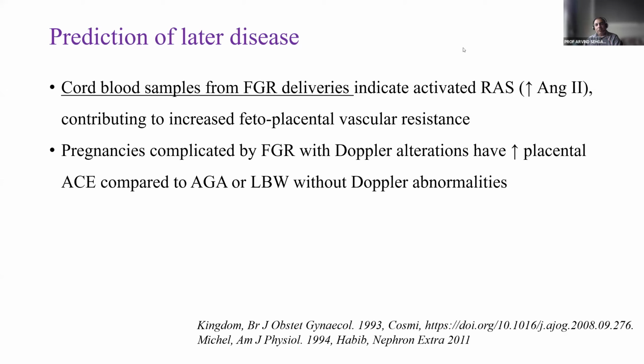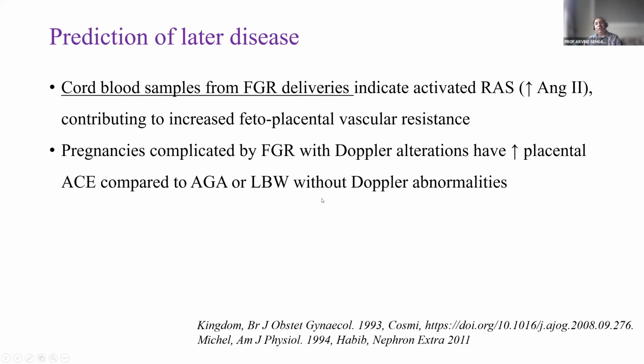I bring the story back to before birth. So is there really biochemical evidence that this RAS system is relevant? If you look at cord blood samples from FGR deliveries, they have high Ang2, possibly contributing to increased fetal placental vascular resistance. So these levels have been high during fetal life.